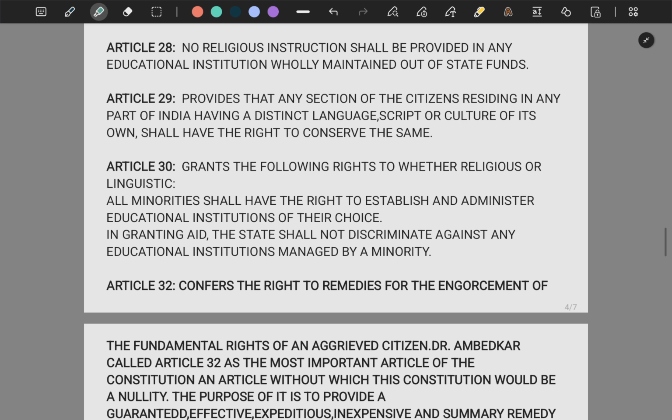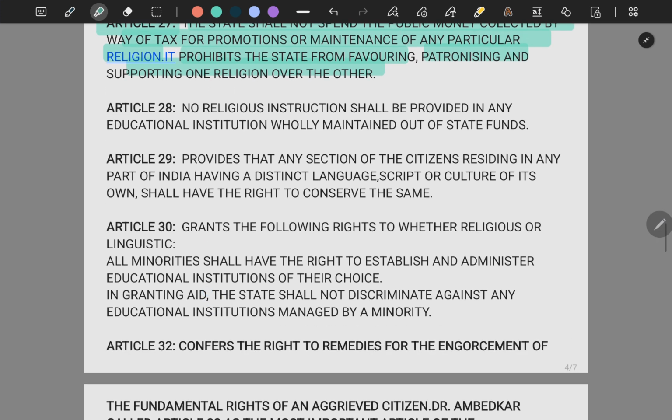And next would be Article number 28. So no religious instruction shall be provided in any educational institution wholly maintained out of state funds. And next would be Article 29. It provides that any section of citizens residing in any part of India having a distinct language, script, or culture of its own shall have the right to conserve the same. So next will be Article 30.